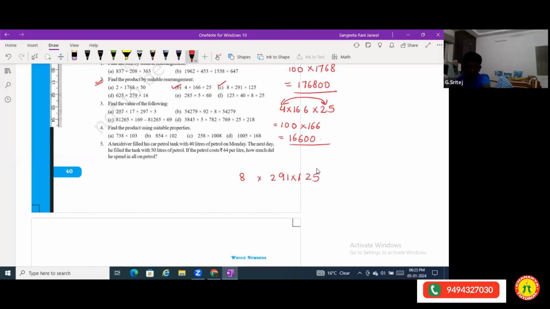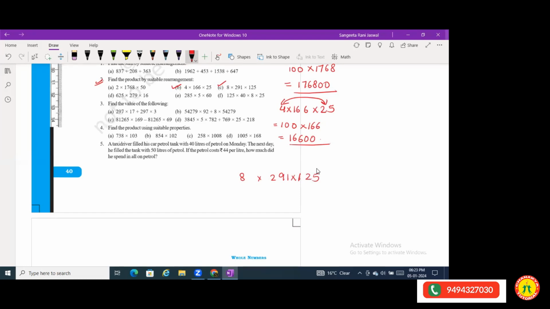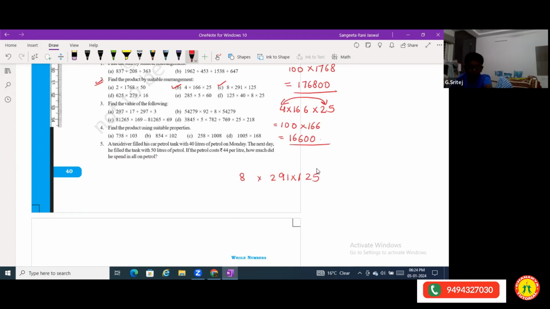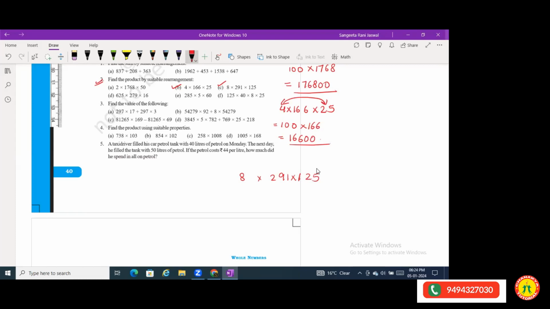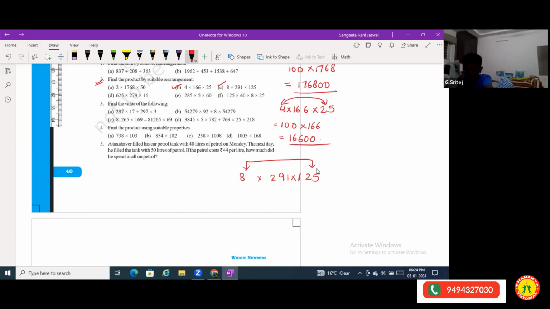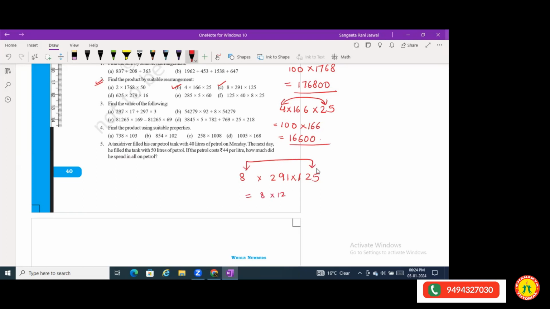Ma'am, I got it. Okay. So what did you multiply first? Ma'am, 125 and 8, which gives us 1,000. 1,000 into 291 is 291 and then 3 zeros, which is 291,000. Okay. All are correct. Everyone is saying correct.